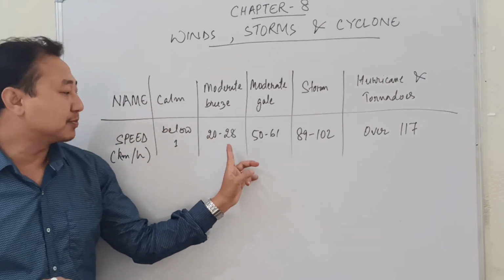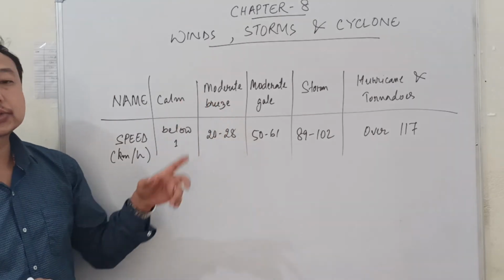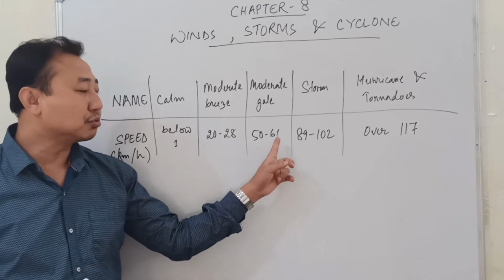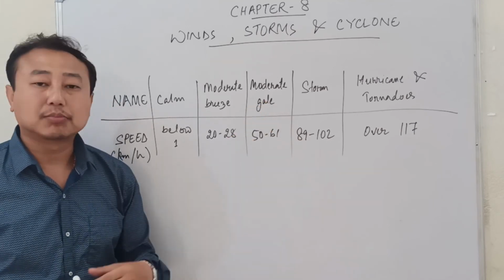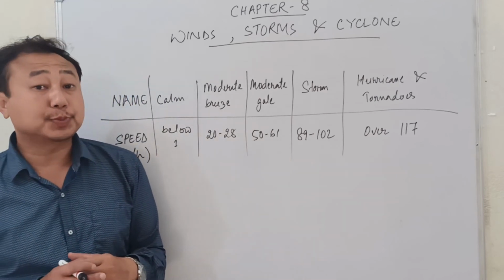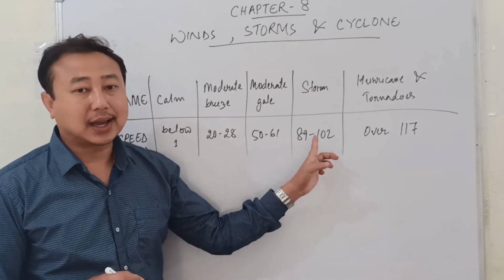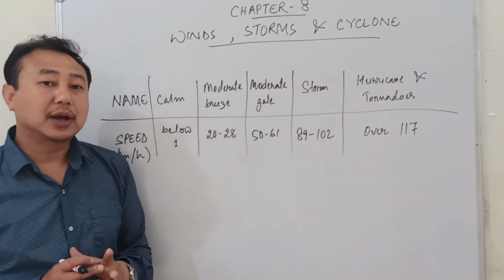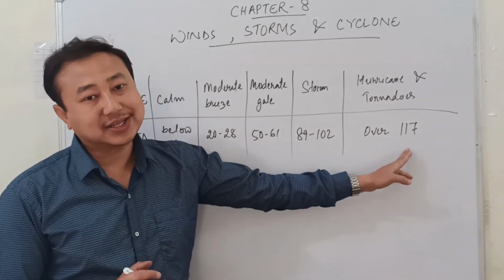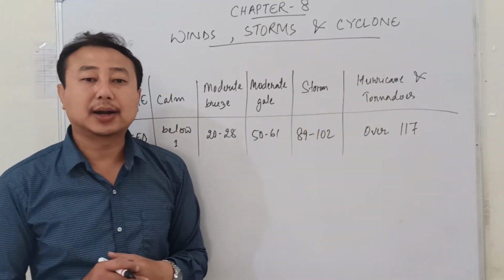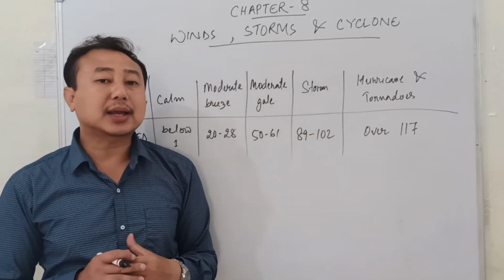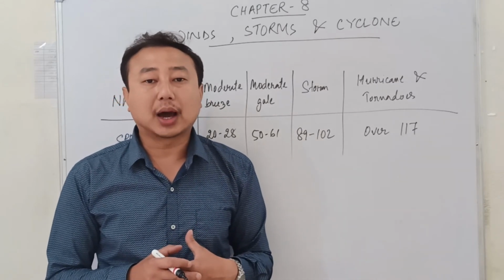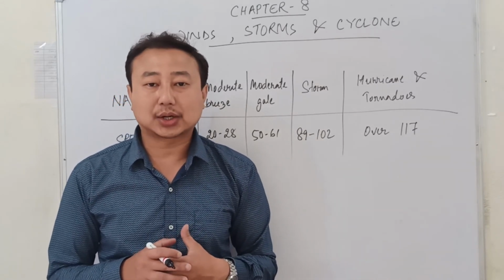If the speed of the wind is between 20 to 28 km per hour, then it is known as moderate breeze. If the speed of the wind is between 50 to 61 km per hour, then it is known as moderate gale. When the speed of the wind reaches 89 to 102, then it is known as a storm. If the speed of the wind is above 117, then we call it a hurricane or tornado. Hurricane and tornado are the names of the wind given in other countries. In India, this type of wind we call a cyclone.